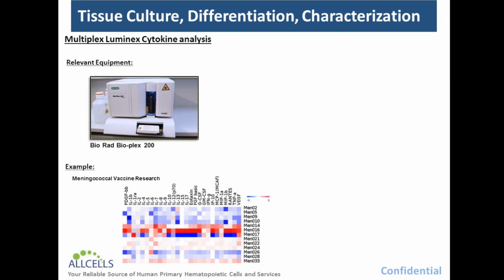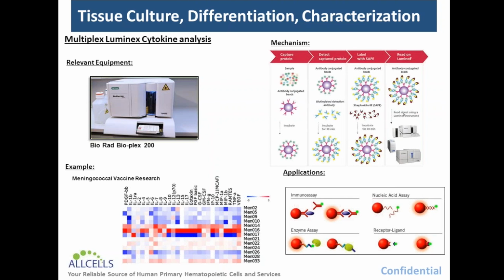In the example below, the investigators were performing cytokine profiling on various meningococcal vaccines. The color spectrum indicates an upregulation or downregulation of concentration when compared to a standard. Additionally, Luminex can be done in a variety of assays and not just for immunological purposes. There are also Luminex setups for detection of nucleic acid receptor ligand binding and enzymatic assays as well.